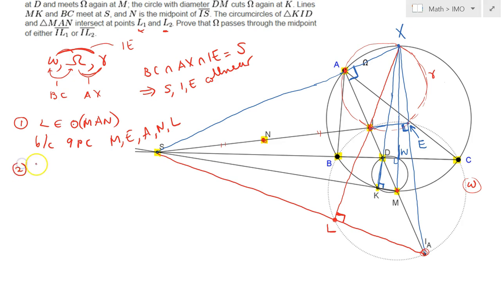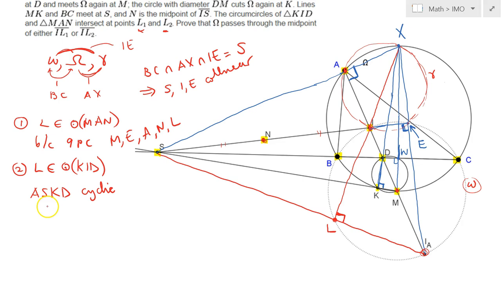Now the second part: why is L on the circumcircle of KID? We can show this very simply by looking at the power of a point argument. Notice that ASKD is cyclic. Do you see why? Because angle DAS and angle SKD add up to 180 degrees, right? They are supplementary angles, both being 90-degree angles.